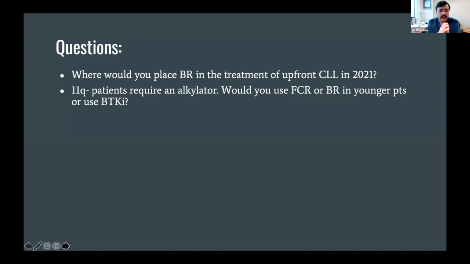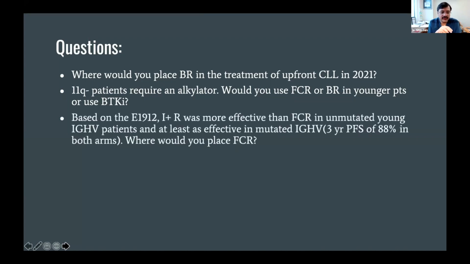So 11q requires an alkylator, yes, that's the context if you're going to use chemoimmunotherapy. But again, most of these patients are unmutated. You may respond, but these patients tend to relapse later with chemotherapy. So we use BTK inhibitors or venetoclax-based therapy for these patients. That generally is not a treatment stratification argument for 11q. Treatment stratification is based on P53, deletion 17p, and unmutated IGHV.